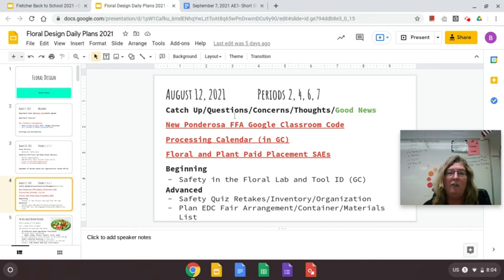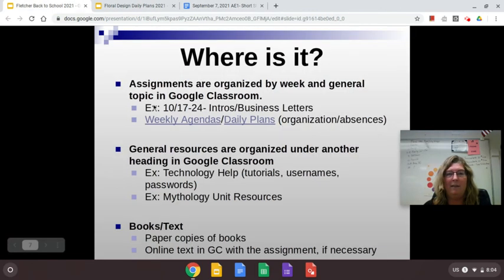And there also might be some links like these within the slideshow. So they can go to one of these two places, either the slideshow or the weekly agenda, to figure out hopefully what they missed.